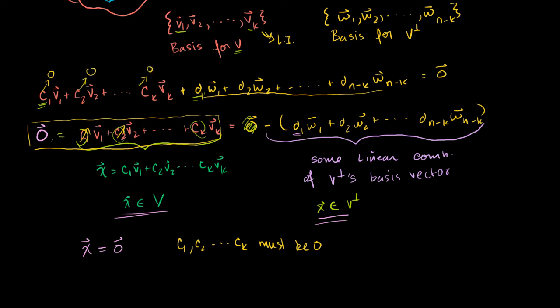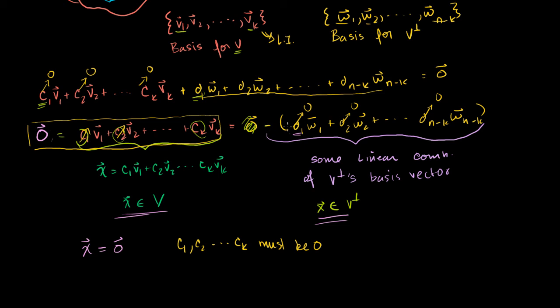Now let's look at the right-hand side of this equation. We could put the minus all the way, but the same argument holds. This linear combination of V perp's basis vectors is equal to 0. The only solution to this, because each of these w1, w2, and w(n minus k) are linearly independent, the only solution to this being equal to 0 is that all of the constants have to be equal to 0. That falls out of linear independence.